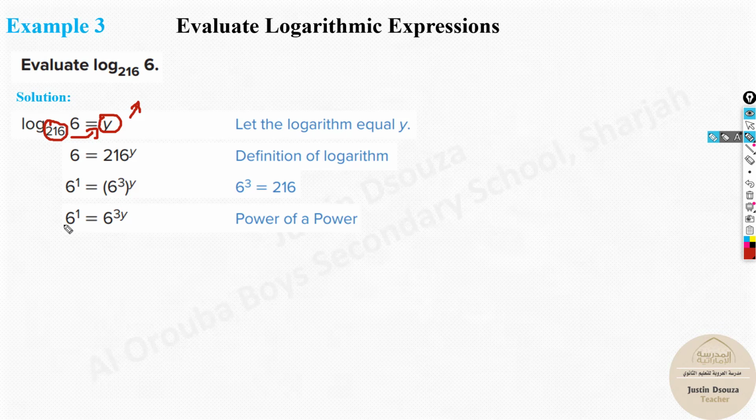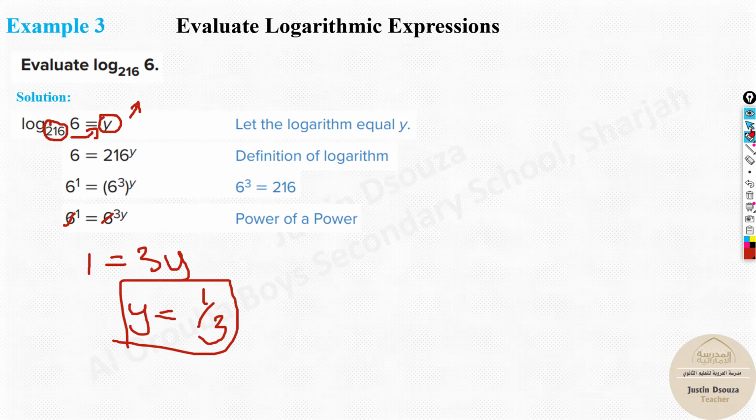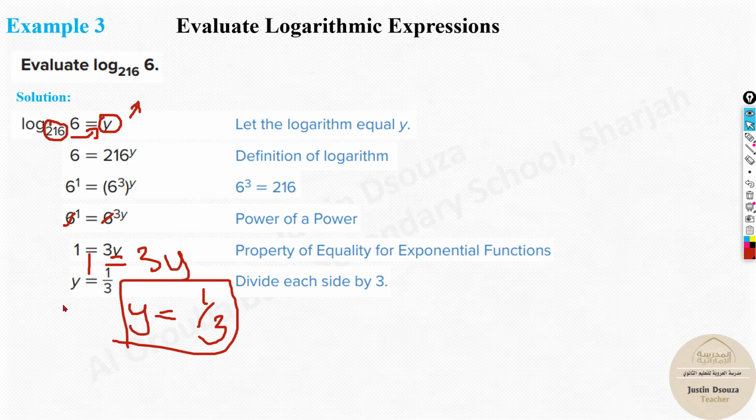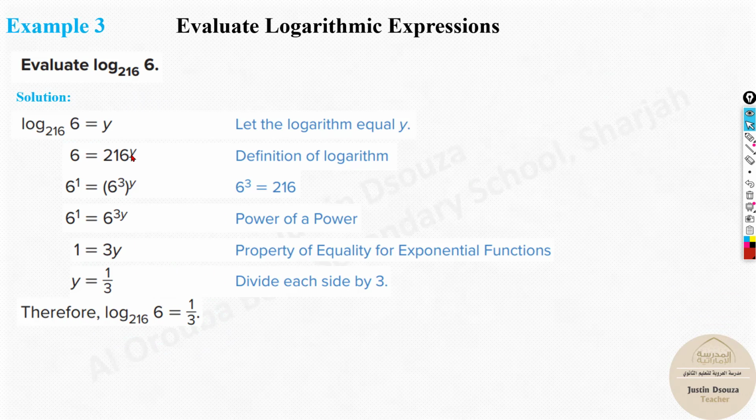Remember, whenever the bases are the same, you can equate the exponents. 1 equals 3y. y will be equal to, divide both the sides by 3, you will get 1/3. So that is the answer. y is equal to 1/3. Now, you can directly put it in the calculator and also check it.